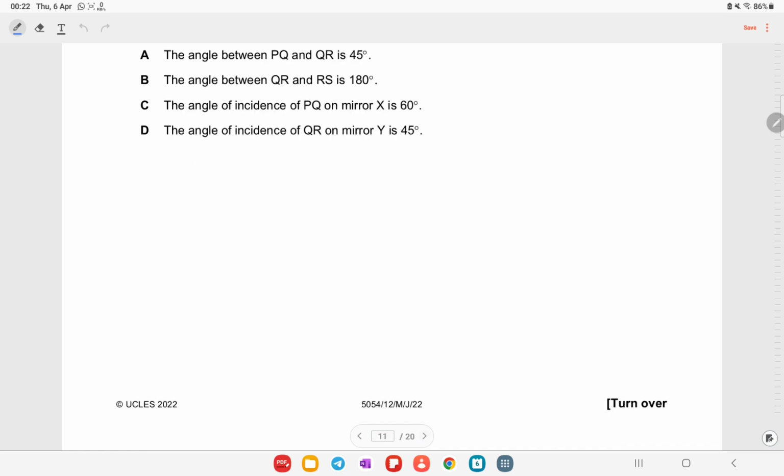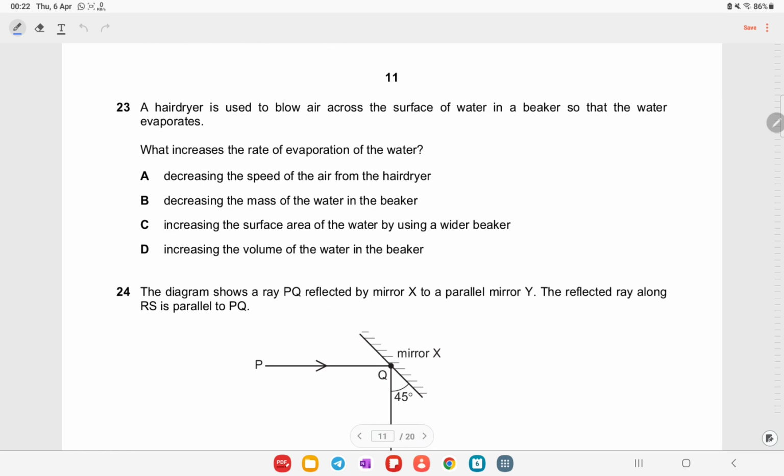Moving to the next question: a hair dryer is used to blow air across the surface of water in a beaker so that the water evaporates. What increases the rate of evaporation of the water? You must know this topic, evaporation and the factors affecting evaporation. If you know that topic, you would easily answer this question. What increases the rate of evaporation?